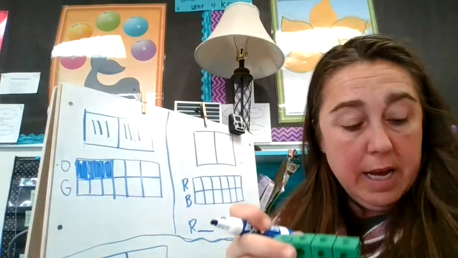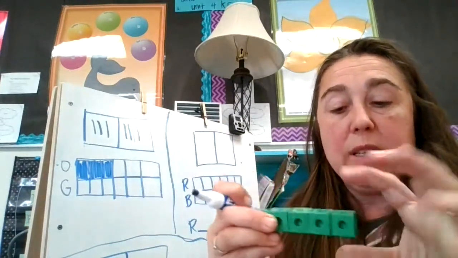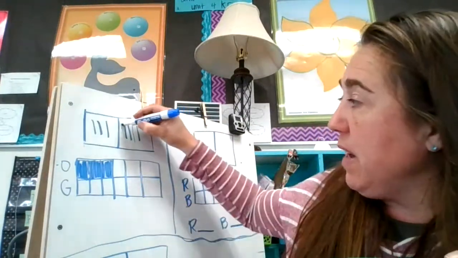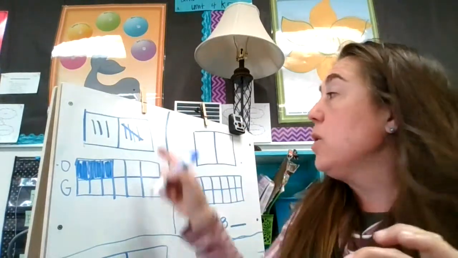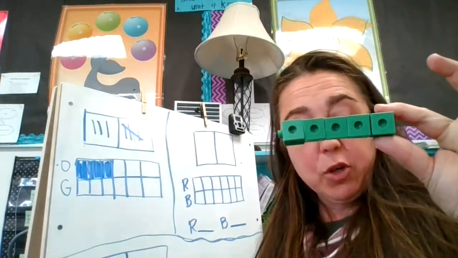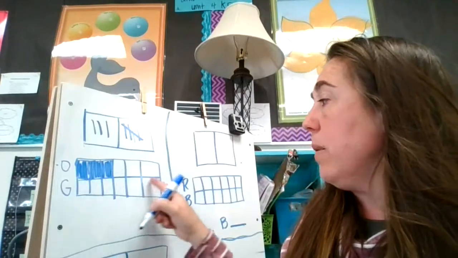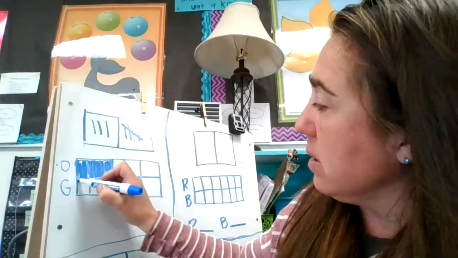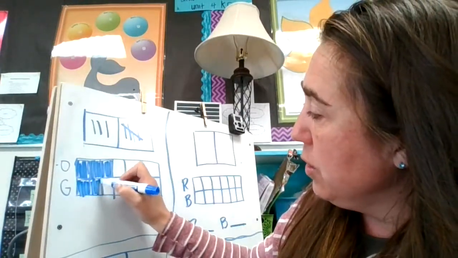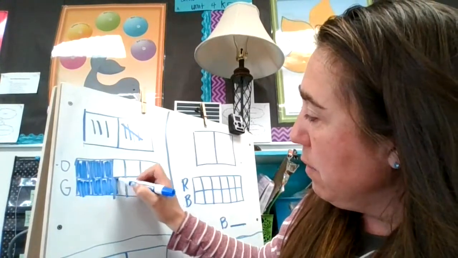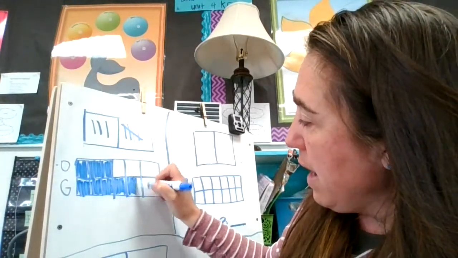Good. And I have one last one. So 4 and one more is 5. Now remember, with 5, we go across. So now we know we have 5. I have a train of 5 here. And we're going to go ahead and fill in 5 of those boxes. So we're going to say 1, 2, 3, 4, 5.